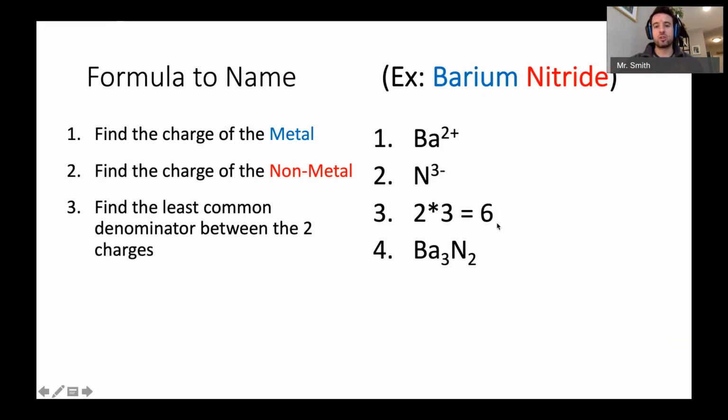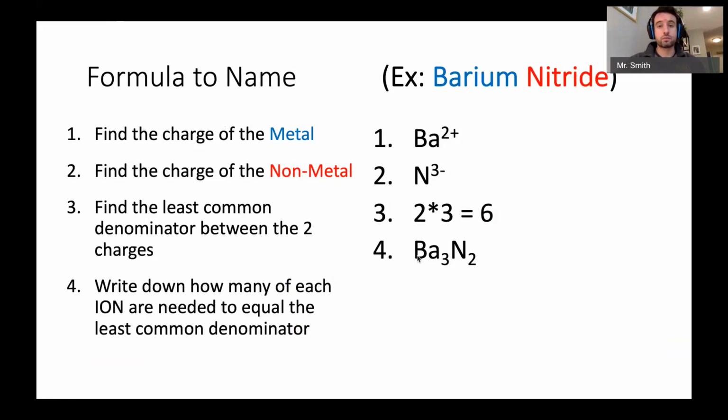In order to get that, as you see here, I've shown you the answer: you're going to need 2 nitrogens, because 3 plus 3 gives you 6, and then 3 bariums, each with a charge of +2, so +2 plus +2 plus +2 gives you 6. So 6 and 6 cancel out. And then when you're done with that, you just write down how many ions are needed to equal the least common denominator. And once you have that, you're good to go from there.